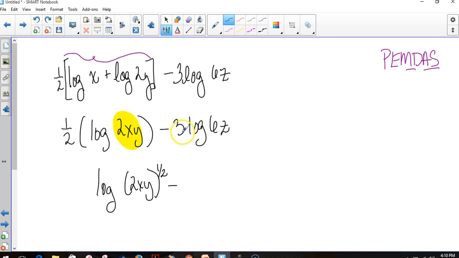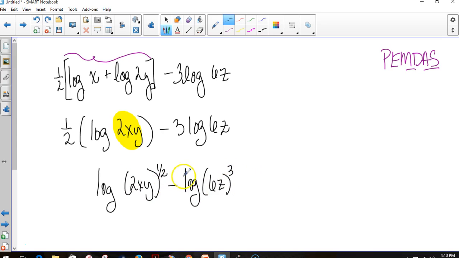And then when I pull up the 3, regardless of what your sign is out front, you always pull up the absolute value of the number, right? So I won't pull up a -3. I'm just going to pull up a 3. And that just doesn't go on the z, it goes on the 6z. So I have 6z cubed.